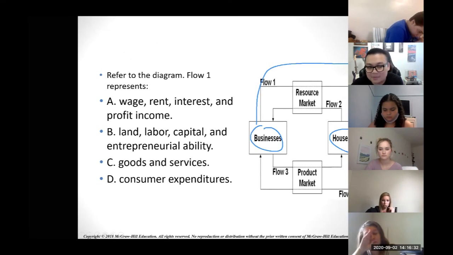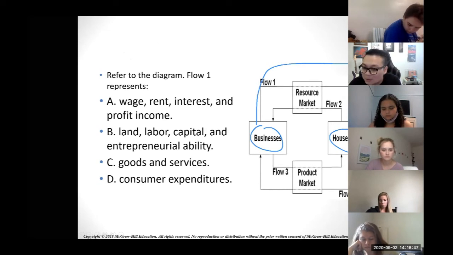What does the business do with the resource market? The business buys something from the resource market. So what does the business give to the resource market? You give money to the resource market, right? You give cost to the resource market. And the resource market is where the household sells resources. And how does the household get paid by selling the resource? It's the wage, rent, interest, and profit income.